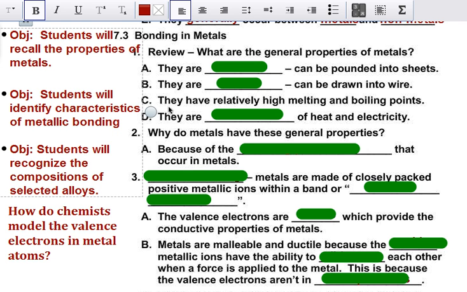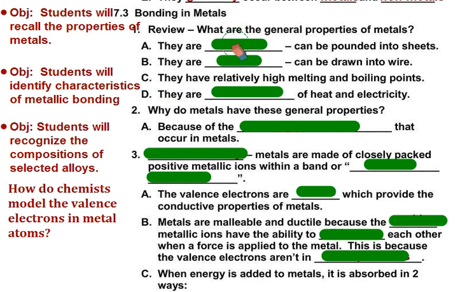So, a real quick review. What are the general properties of metals? Well, they are malleable, which means they can be pounded into sheets. They are ductile, so they can be drawn into wires. They have relatively high melting and boiling points. And they are good conductors of heat and electricity.